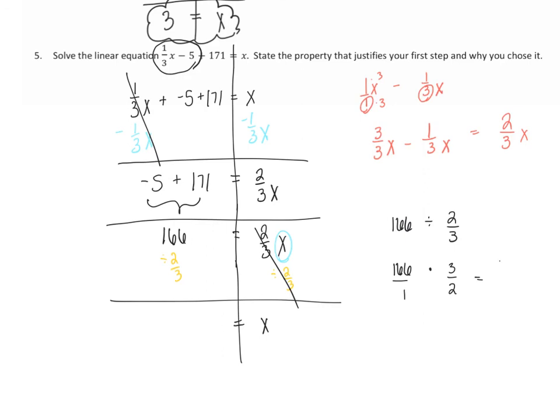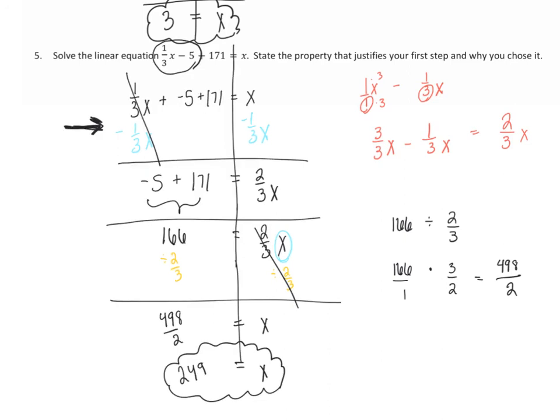I get 498. 2 times 1 is 2. I don't want to leave this huge improper fraction because I can see that it's going to go evenly. So 498 over 2 is the same as 498 divided by 2, and that equals 249. That's my answer. And the first thing I did up top was I used the subtraction property of equality. That was my first step right here. We're done with our exercises.